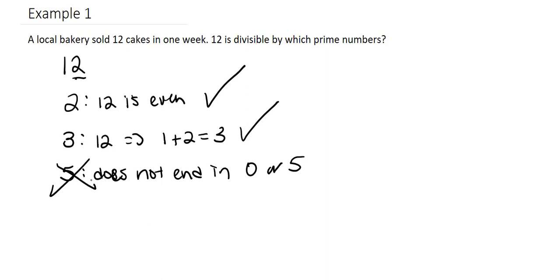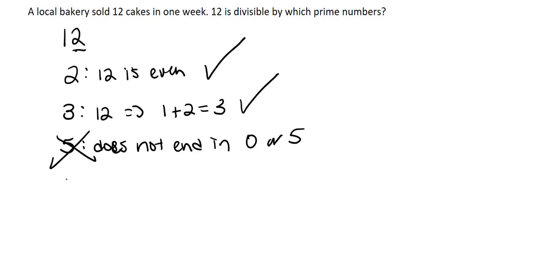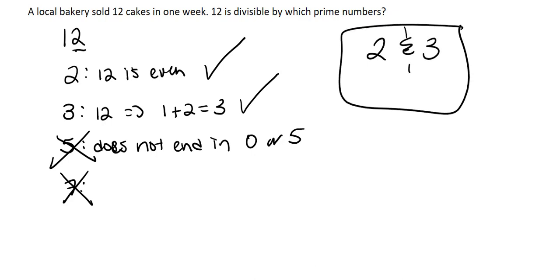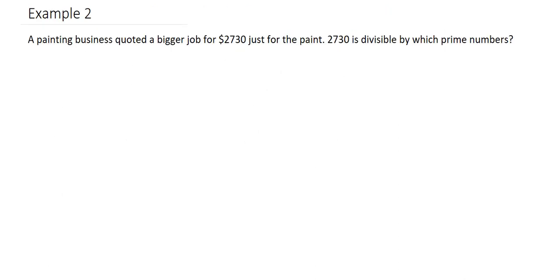And then we're going to continue on. We notice that the only other prime number less than 12 would be 7. Well, 12 can't be divided by 7, right? It would have to be 14. So this doesn't check out. So which prime numbers is it divisible by? 2 and 3. So now we can move on to example 2.